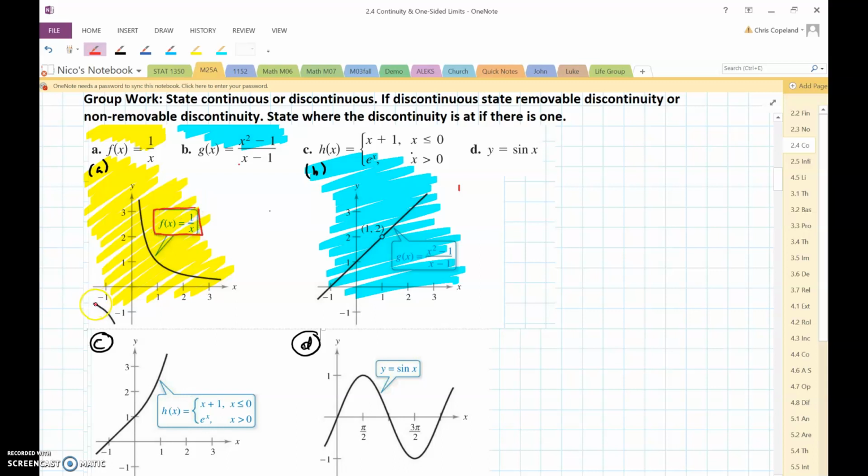Okay, so if we look at A, we're looking at the function 1 over x. It's kind of hard to see here, but we've got this function over here and this function over here. This is the reciprocal function. And then we have a vertical asymptote right here. So there's obviously a discontinuity. There's a break in this graph at x equals 0, and this would be a non-removable discontinuity, because it's more than just removing a point to make this continuous.